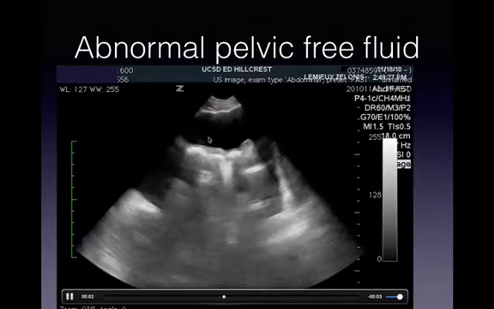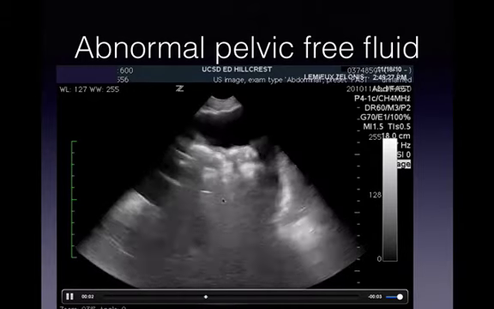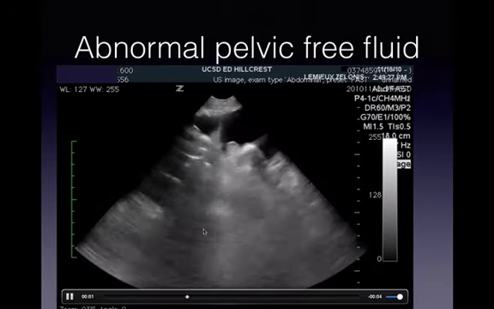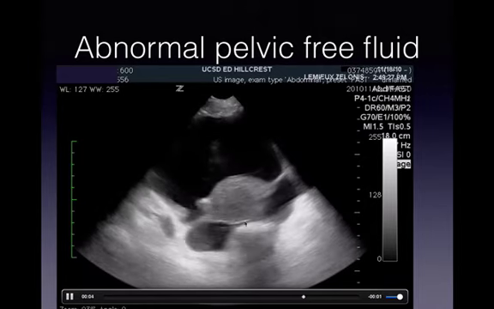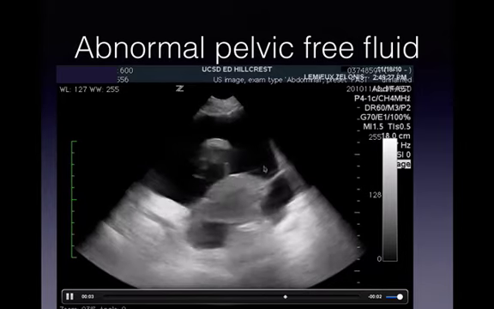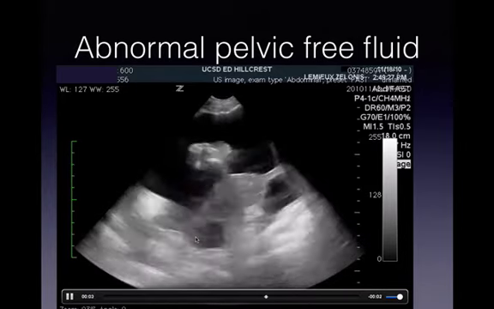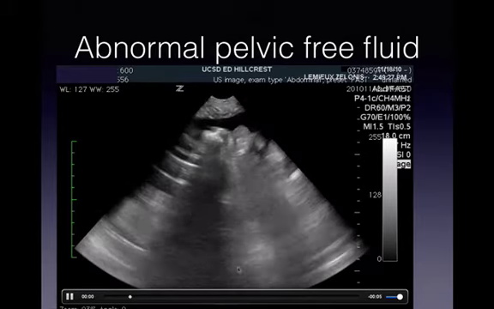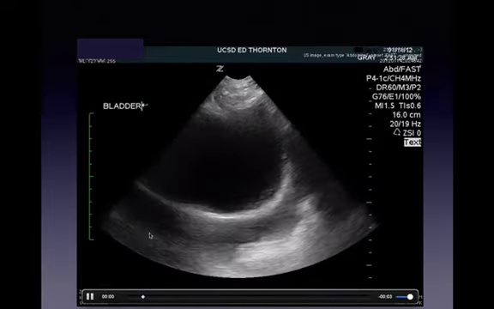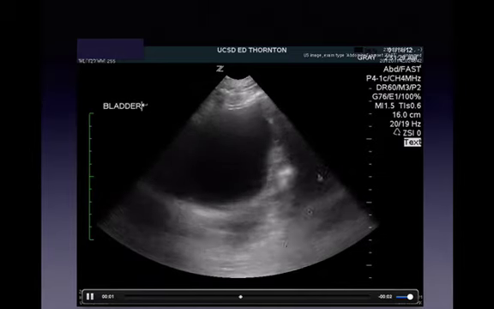Here's an example of abnormal pelvic free fluid. Whenever you see a uterus floating in bowel and hung by the suspensory ligaments, that would be abnormal, and that's a lot of pelvic free fluid. Whenever you see these fingers of bowel, that's abnormal, and whenever you see the uterus floating in fluid, that is definitely abnormal. Here's an example of bladder, and then we have free fluid surrounding it. Again, this is an abnormal exam.